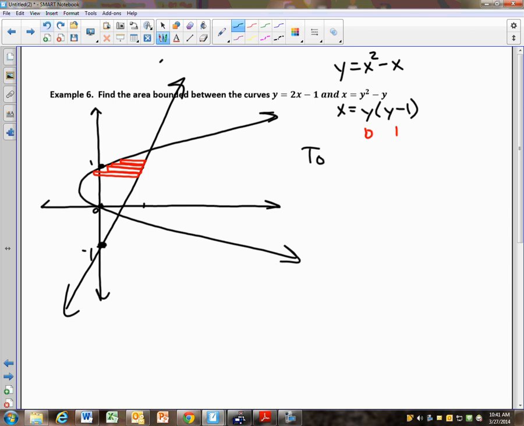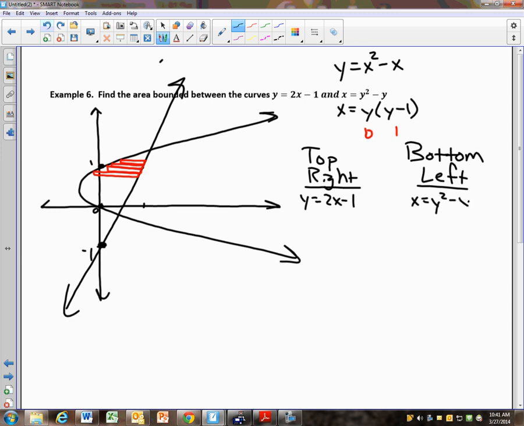Let's lay this out so we understand. We have a top and we have a bottom, okay? Or we have a right and we have a left. What is our function to the right? The line, y equals 2x minus 1. What is the function to the left? X equals y squared minus y.